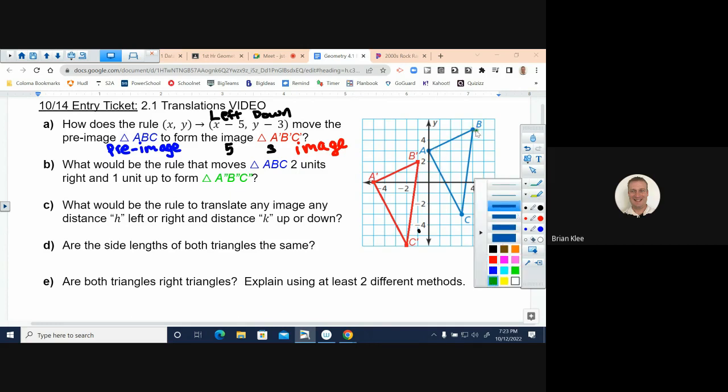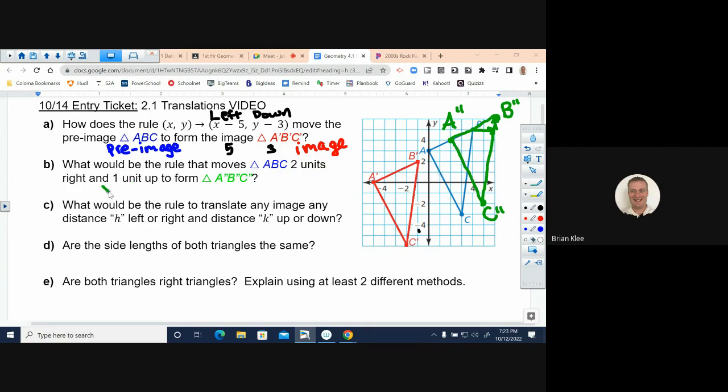So right 2 units, up 1. That is going to be the location, and we're going to call this B double prime. A moves right 2, up 1. A double prime is going to end up there. C, right 2, up 1. C double prime, going to end up right there. We still have the exact same triangle. That's another property of a translation. The triangle hasn't changed size. It's moved right 2 and up 1.